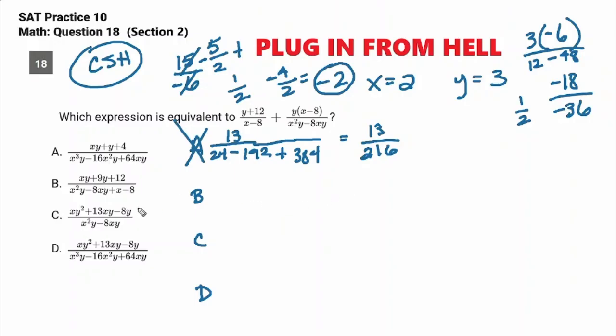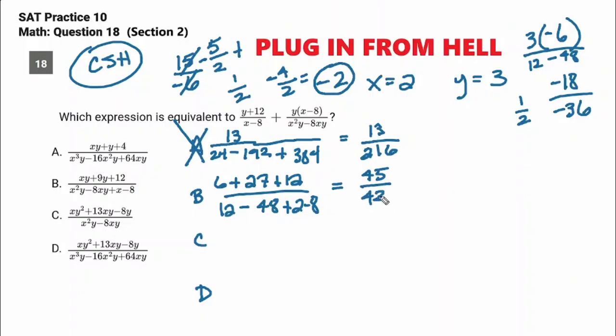All right, B, x times y, 6, plus 9 times y, 27, plus 12. I'm going to add those up on the top. We get 45. And then on the bottom, x squared y, so that's 4 times 3, that's 12, minus 8 times 6, that's 48, plus 2 minus 8. That's negative 42. Top's bigger than the bottom, not going to work. So B is gone. All right, let's try C.